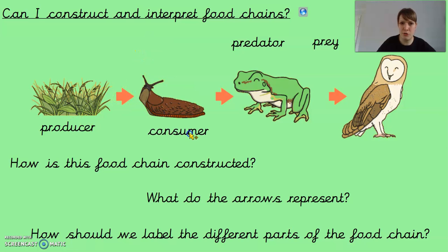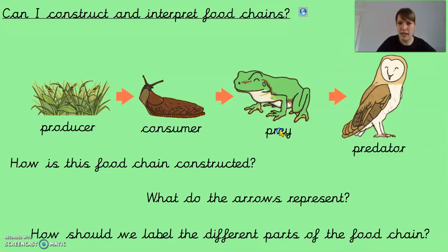Okay, consumer sort of eats the plant. Okay, predator would be my owl. And I've got my frog here, which is my prey to the owl. However, it's also a consumer because it consumes another living organism. Okay, so in food chains, you might have more than one consumer.